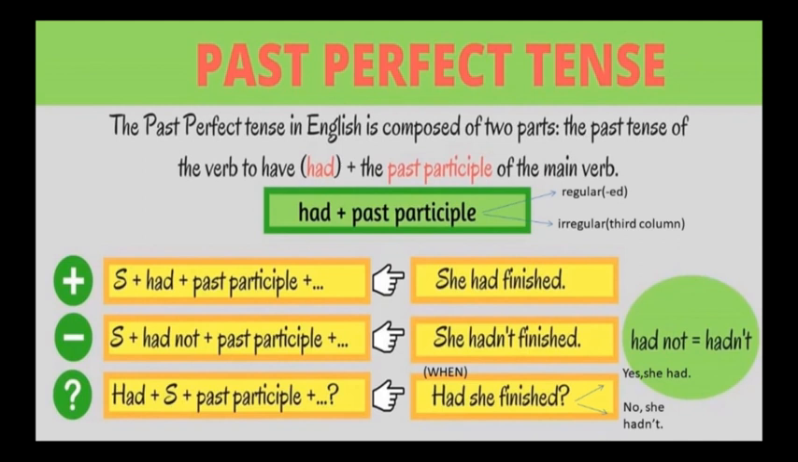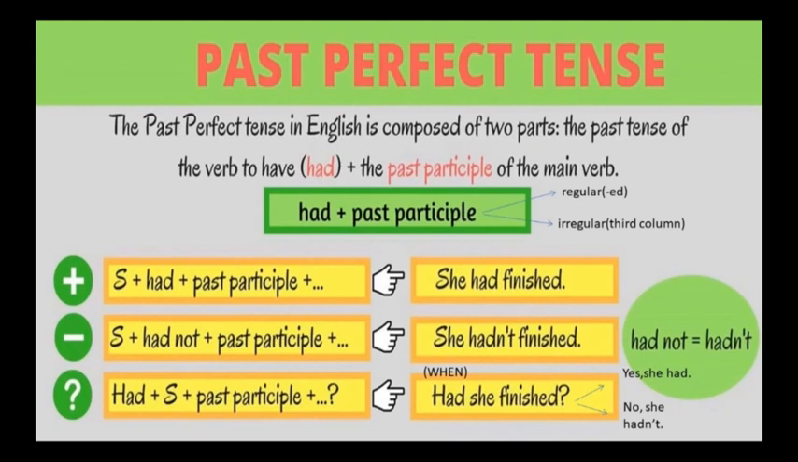Now let's see, how do we make the past perfect tense form? We need the auxiliary verb had, which is the past tense of the verb have, and the past participle of the main verb. So, had plus past participle. What is the past participle? With regular verbs, it is the same as simple past, and we get it by adding ed to the verb. For example, help becomes helped, move becomes moved, travel becomes traveled.